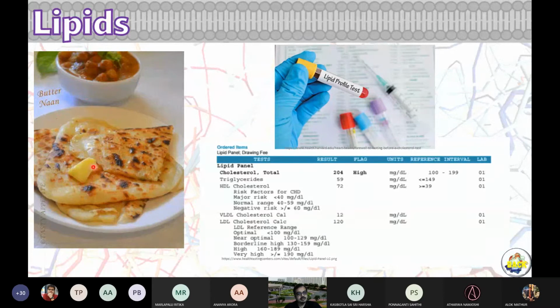So you see, lipids are actually oil. You just have to understand that, meaning it doesn't mix with water. In rich food we have a lot of lipids. Also we have small amounts of lipids inside the grains or in the flour itself, but the quantity is very less. But what happens if you take a lot of these parathas? You may have to undergo this lipid profile test.